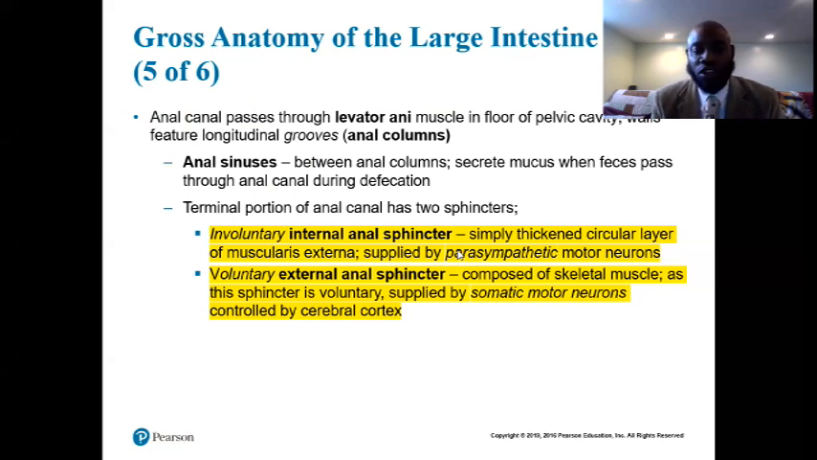After your feces passes through your anal sinuses, you have this involuntary internal anal sphincter. That means it's the muscularis externa, smooth muscle control supplied by your parasympathetic motor neurons. But then we also have this voluntary external anal sphincter. That means it's composed of skeletal muscle, so we can control it consciously with our minds. This sphincter is voluntary, supplied by somatic motor neurons controlled by the cerebral cortex, our brain. All right. So there's involuntary and voluntary control at this point.